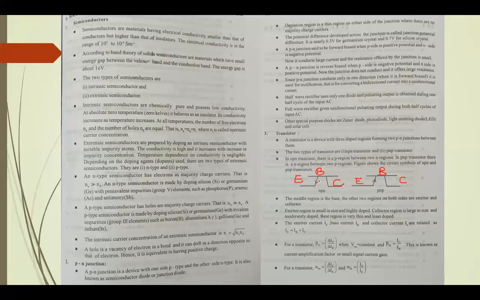After that, you have to remember this formula: IE is equal to IB plus IC. This is the formula for a transistor. Beta is nothing but the current amplification, IC divided by IB. That is very important. And finally, you have that formula also.